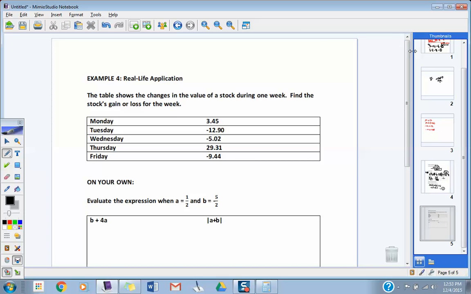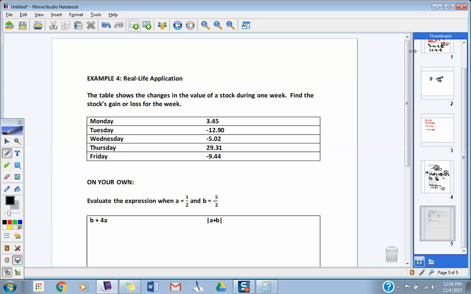All right, last page here. Just kind of an example, an application. In example 4, it says the table below shows the changes of a value of a stock during one week. Find the stock's gain or loss for the week. So on Monday, it looks like the stock gained how much here?